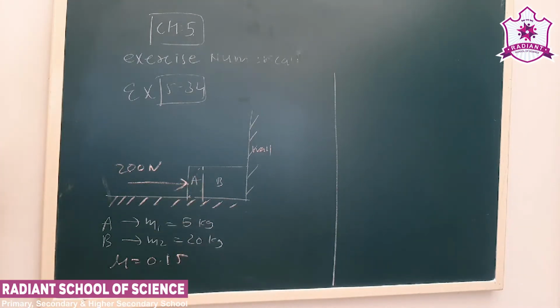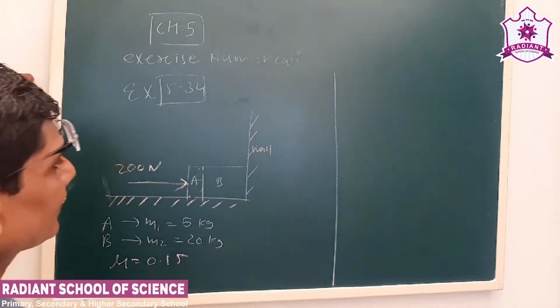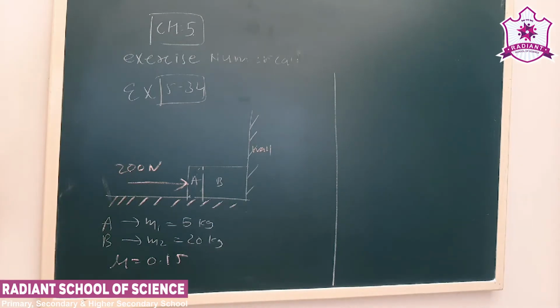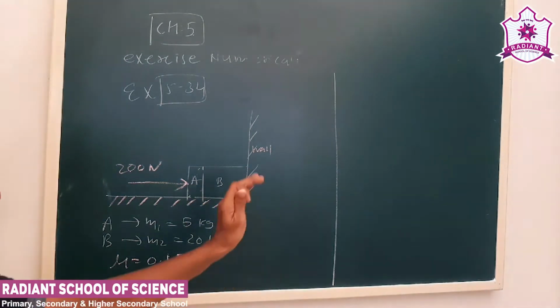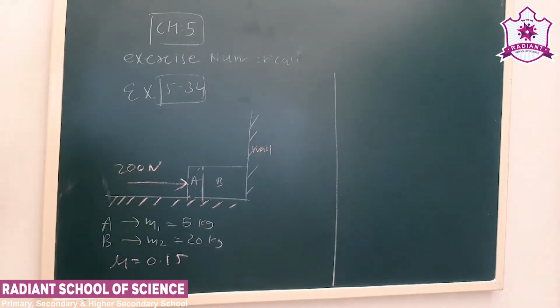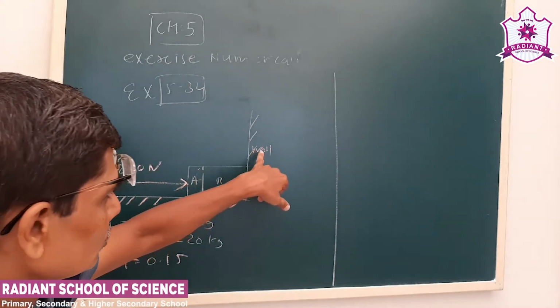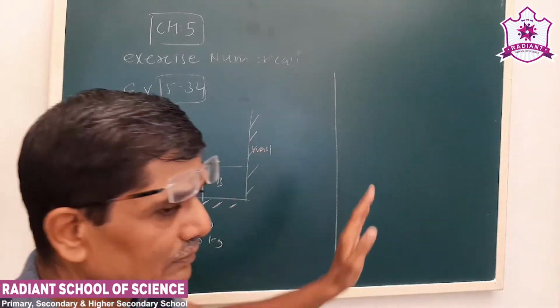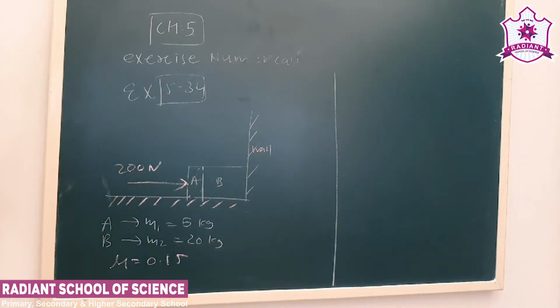What do you have to find out first? The reaction of the partition B. This is the reaction of the partition. Here we assume that this is a wall, or a partition that will exert reaction. And second, what will be the change if there is no wall or no partition and the system moves to the right hand side? So these are the two things we have to find out in this lesson.